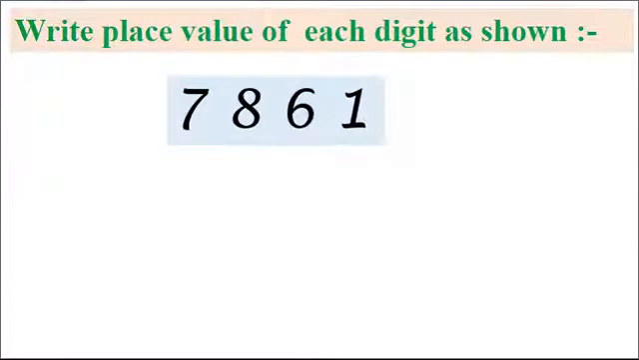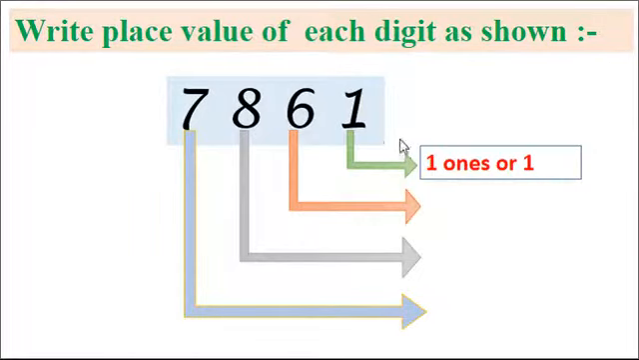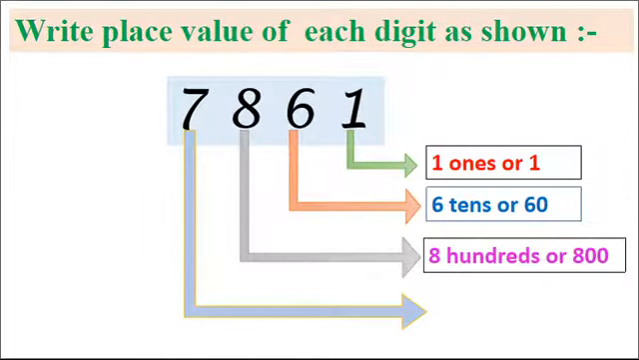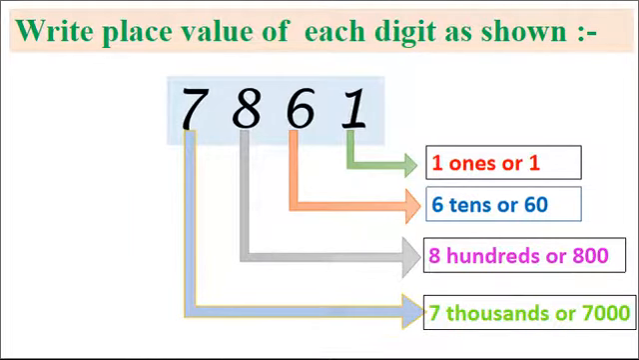Getting it? Now, if they are asking you to write the place value of the given number in this way, 1 is at the ones place, so you are going to write 1 one, right? 6 is at the tens place, so you are going to write 6 tens or 60. Getting it? 8 is at the 100 place, so you are going to write 800. 7 is at the 1000 place, so you are going to write 7000, right?